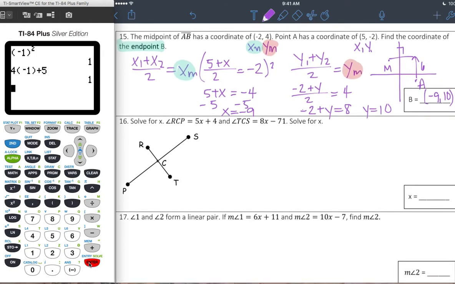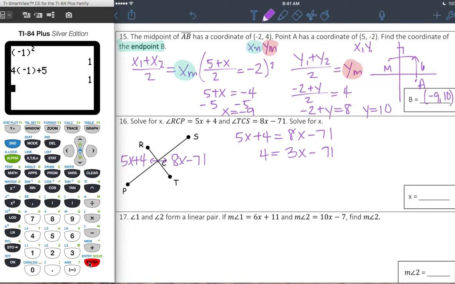All right, number 16. So it says that angle RCP is 5x plus 4, and TCS is 8x minus 71. These are vertical angles, so they are across the vertex from each other. So that means they have a congruent angle measure. So we're going to set these two expressions equal to each other. Subtract 5x from both sides. We'll get 4 equals 3x minus 71.